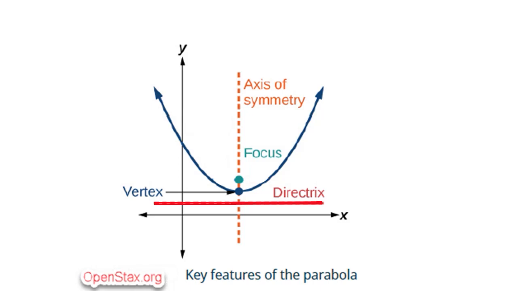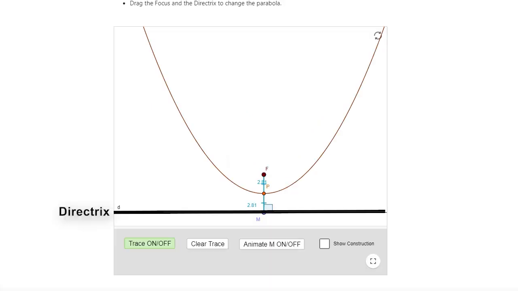Directly underneath the vertex is a line that is called the directrix. The distance from this line to the vertex, if we go up that distance, we get to this point here called the focus. This line along the bottom is the directrix, and this red point F is the focus. The distance from the directrix to the vertex of the parabola is 2.8, and the distance from the vertex to the focus is 2.8.